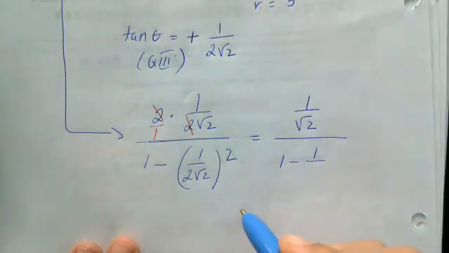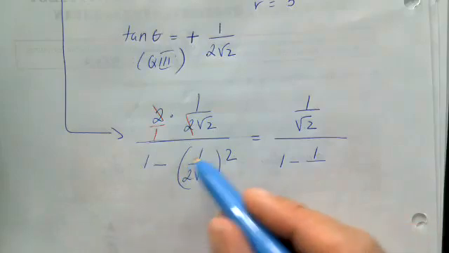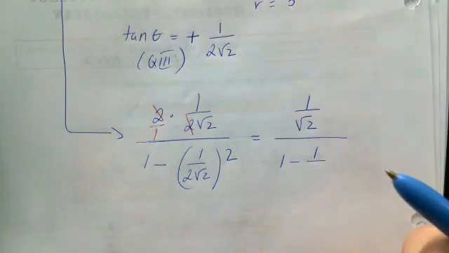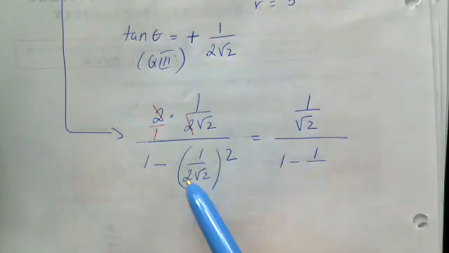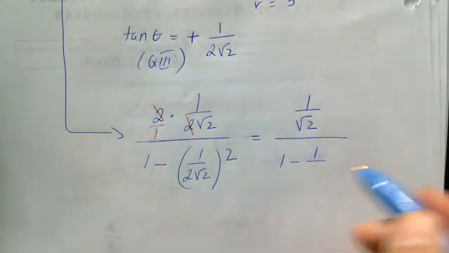At the bottom, 2 square root of 2 squared is going to be, remember where this one came from, right? It came from square root of 8. So if you square that, it's going to give you 8, right? Or you just do it separately: 2 squared, which is 4. Square root of 2 squared is 2. So 4 times 2 is 8.